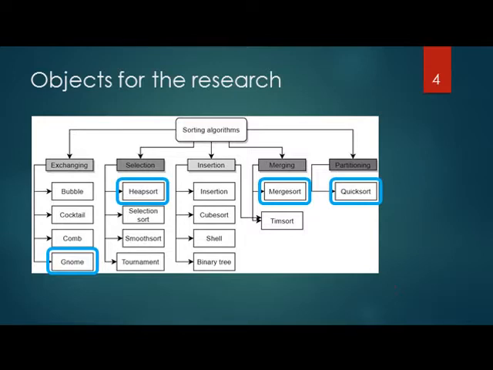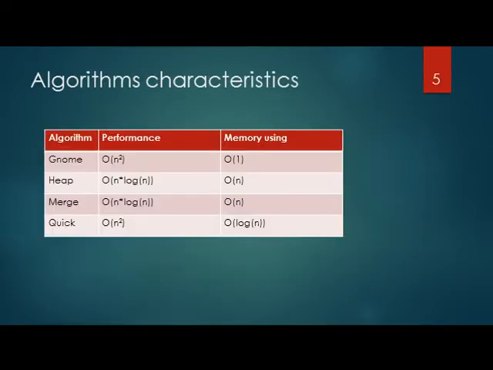For this research, we choose at least one of each popular type: gnome from exchanging, heap from selection, merge from merging, and quick from partitioning. There are some useful parameters and characteristics of each chosen algorithm.